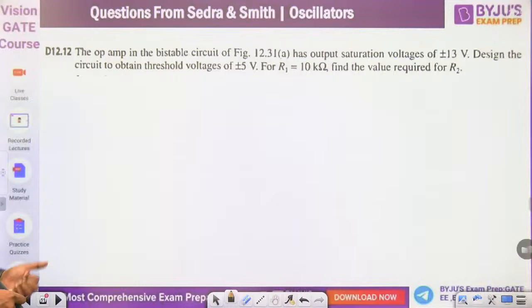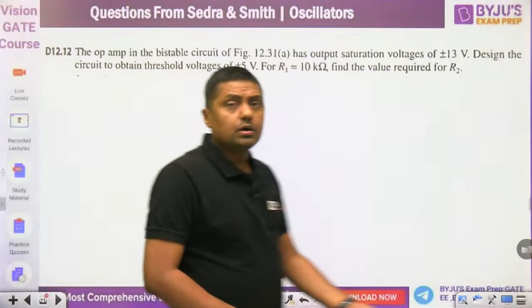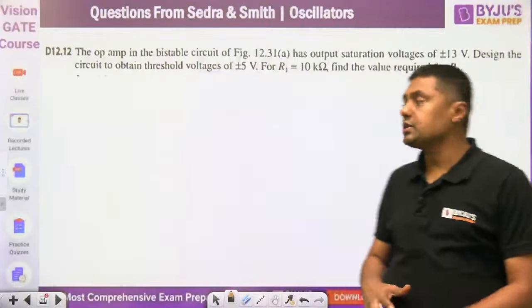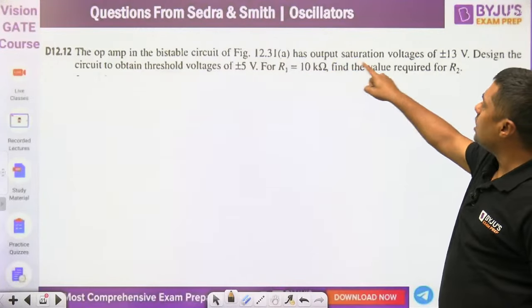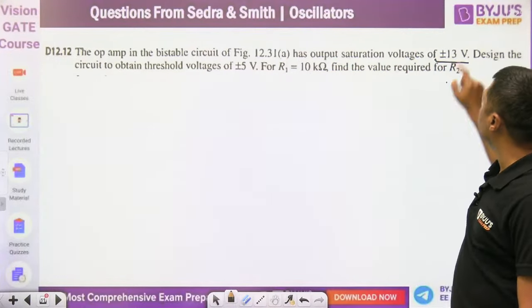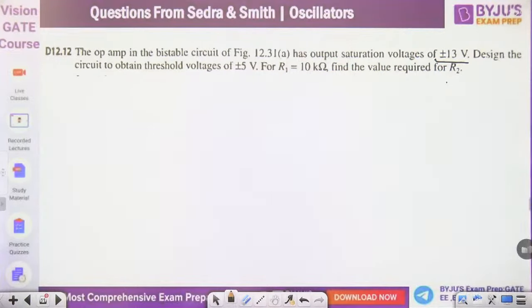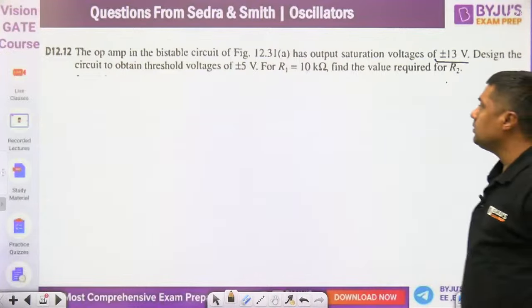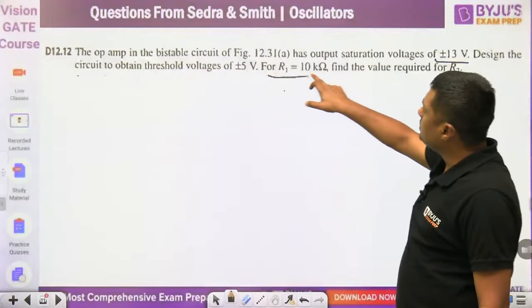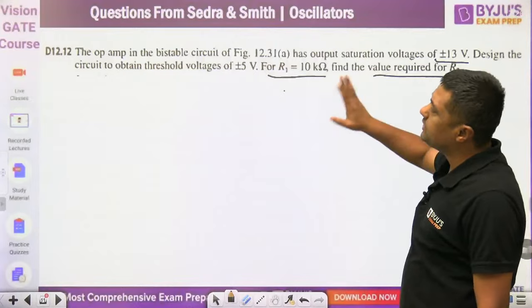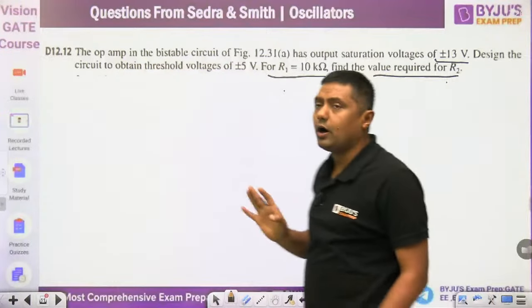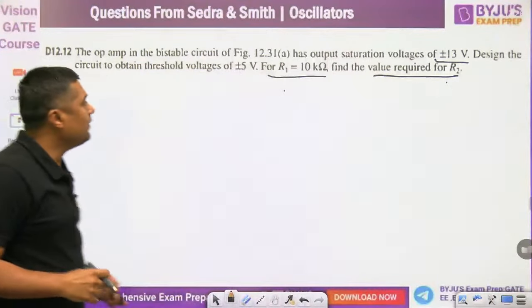So this type of questions, now watch this. Next question, from Sedra Smith: the operational amplifier in the bistable circuit has an output saturation voltage of plus minus 13 volt, plus V sat, minus V sat. Design the circuit to obtain a threshold voltage of plus minus 5 volt. For R1 equal to 10 kilo ohm, find the value required for R2. That is the question. Design the circuit means you have to find the value of R2 only.